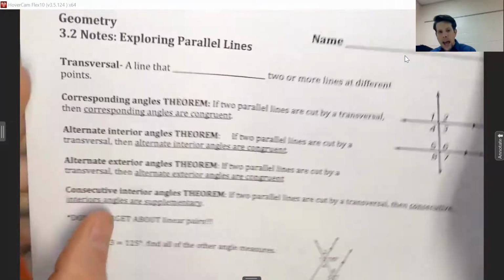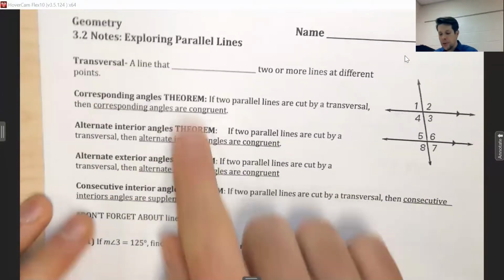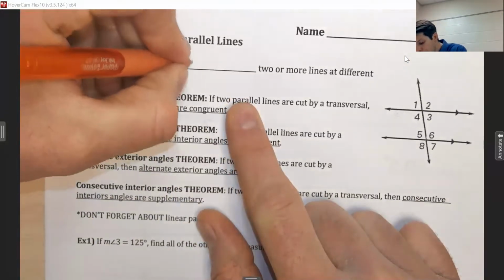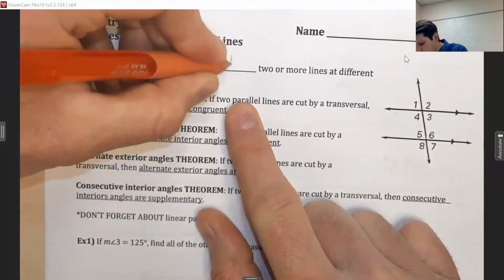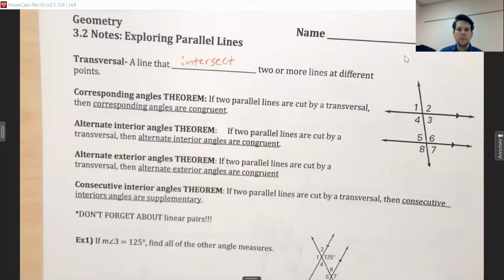Let's get this information formalized a little bit. So right here, we were just talking about transversals, and once again, transversals are lines that do intersect, and they're going to intersect 2 lines, not just 1.